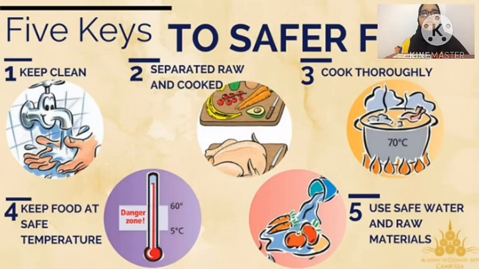There are 5 keys to safer food. First, keep clean. Second, separate raw and cooked. Third, cook thoroughly. Fourth, keep food at a safe temperature. And the last one is use safe food, water, and raw materials.